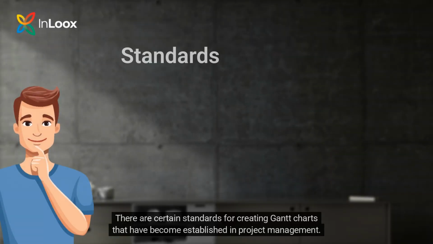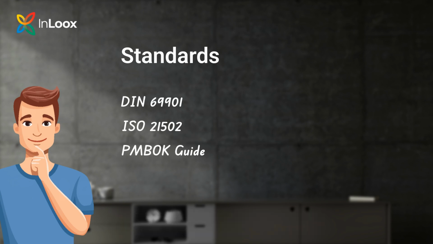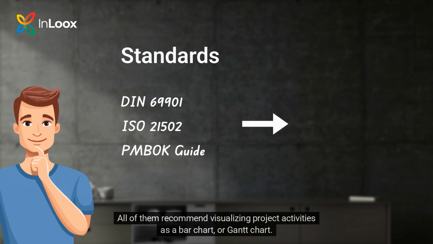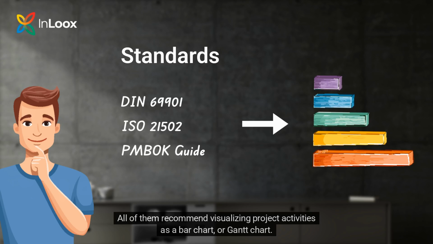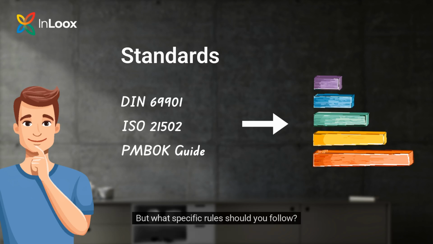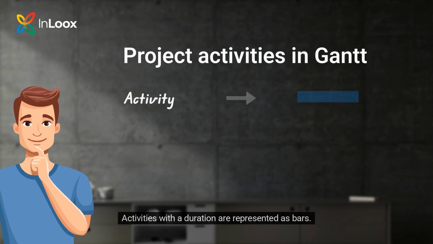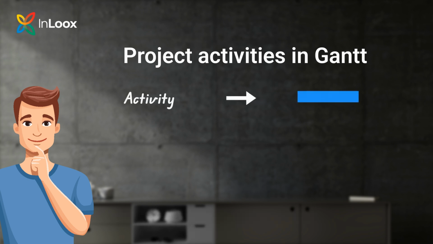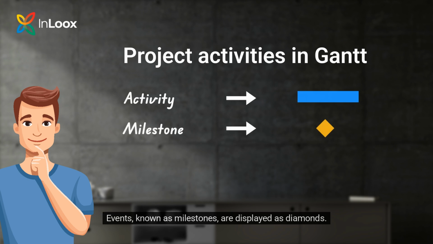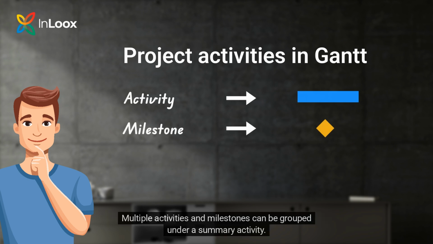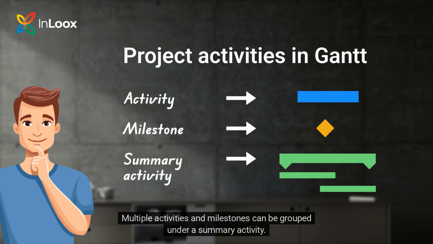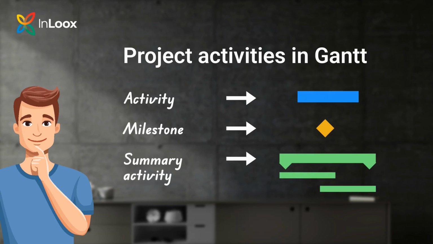There are certain standards for creating Gantt charts that have become established in project management. All of them recommend visualizing project activities as a bar chart or Gantt chart. But what specific rules should you follow? In general, project activities can be categorized as follows. Activities with a duration are represented as bars. Events known as milestones are displayed as diamonds. Multiple activities and milestones can be grouped under a summary activity.